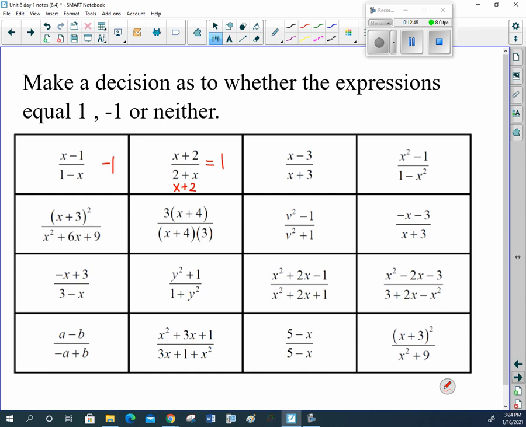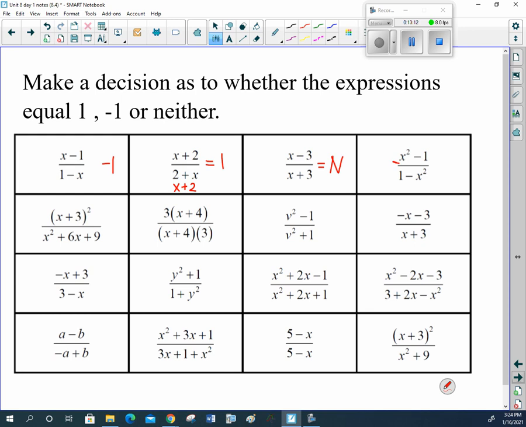Okay, next one over. We've got x minus 3 over x plus 3. Well, the x's have the same sign and the 3's have opposite signs. So this is kind of a partial. Nothing is exactly the same and nothing is exactly opposite. So this is going to be a neither. The signs have to be exactly the same in order to reduce to 1 or exactly opposite to reduce to negative 1. Okay, let's look at this next one.